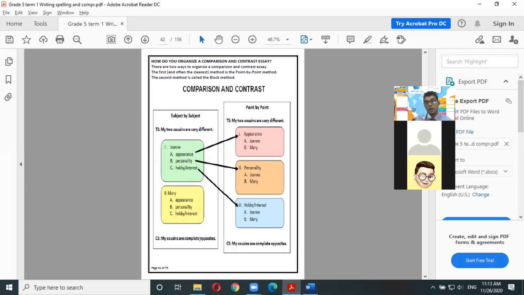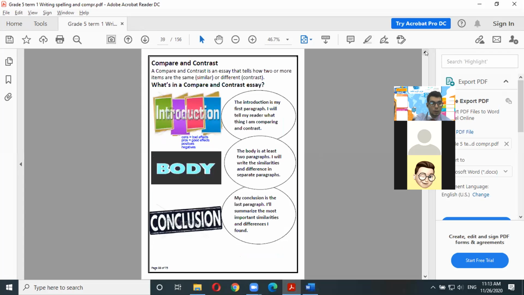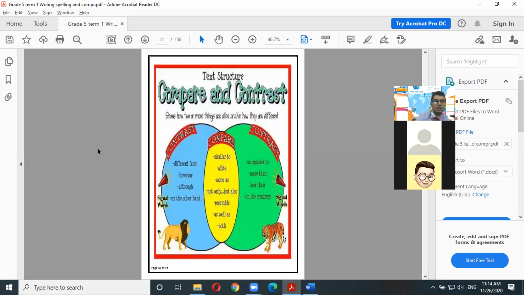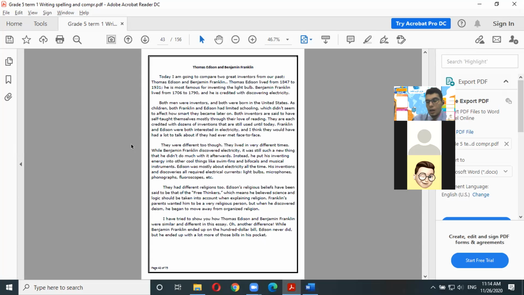But if he found something similar, he will do what, Sulaiman? He will write it in the body. He will write how many? Two paragraphs. Very good. One with the similarities and one with the differences. Very good, Sulaiman. Amazing. Thank you very much for that.